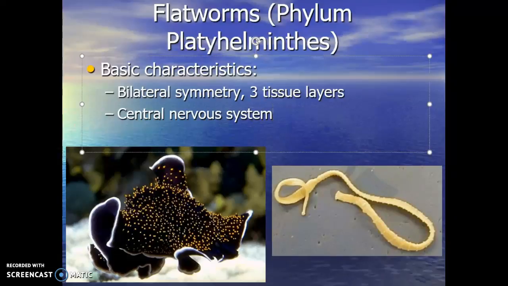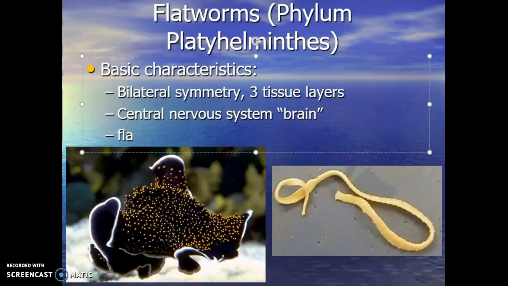Platyhelminthes will have a central nervous system, and I'm going to put this in quotes. They have a brain structure, more of a concentration of neurons, but more than what we saw back with anybody in the radial symmetry group. So centralizing your neural system starts to centralize your sensory organs, things like that, and increases your functional abilities.